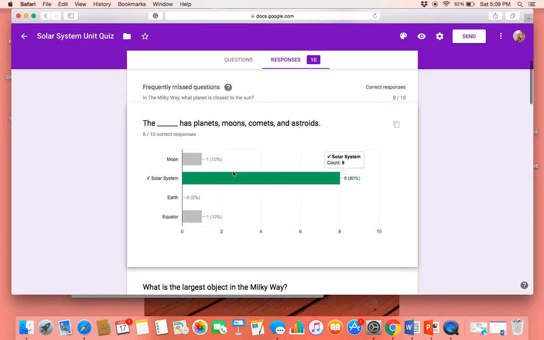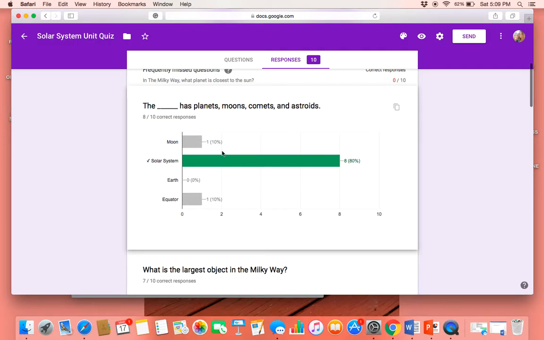And it's kind of nice because as I scroll down to each question, I can see the percentage of answers that each student submitted. So for example, the first question, the blank has planets, moons, comets, and asteroids. The solar system was the correct answer. There's a little check mark right there. And a total of 80% of people answered correctly to this question.